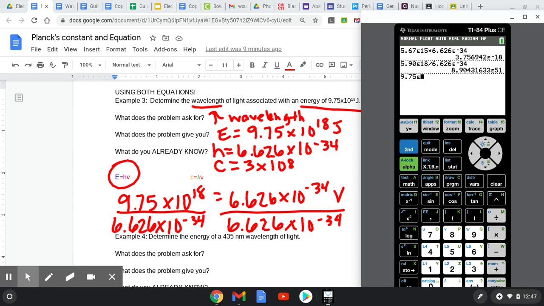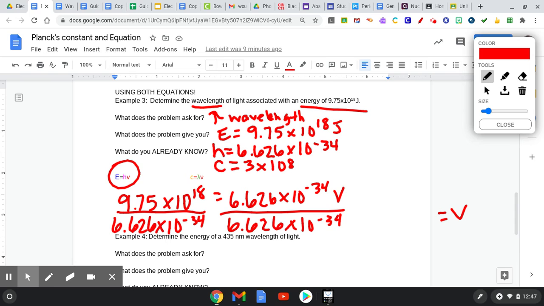9.75 E18 divided by 6.626 E negative 34. Oops, let me go back. 626. So I need to insert a 2 in there. Okay, now I can hit enter. All right. So my V for this is 1.47 times 10 to the 52nd. Okay, and then my unit would be hertz. Now, so this is my V.